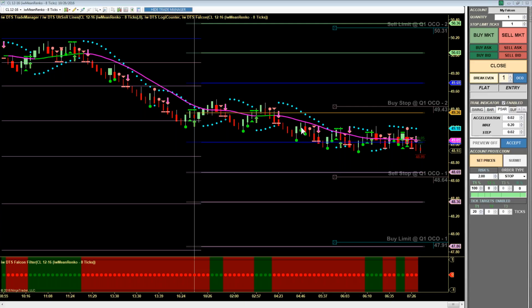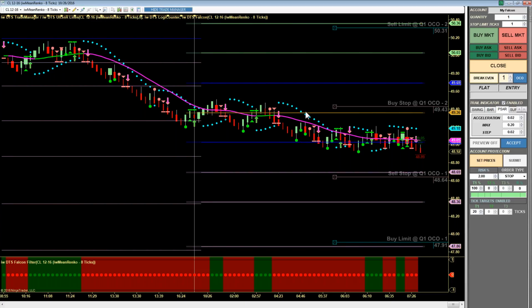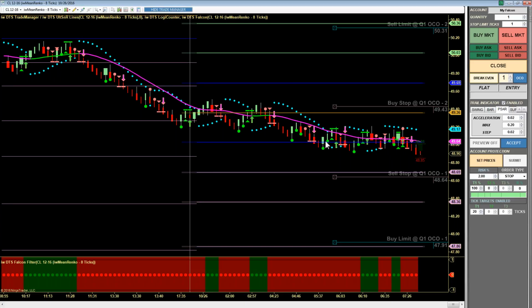Yeah, Moses is asking about these add-ons. Yes, Moses, these add-ons are not part of the DTS system. You can add them to the DTS system, or you can add them to whatever chart you happen to be trading. If you're trading a 5-minute chart or a tick chart or a point and figure chart, you can put these support and resistance lines on.